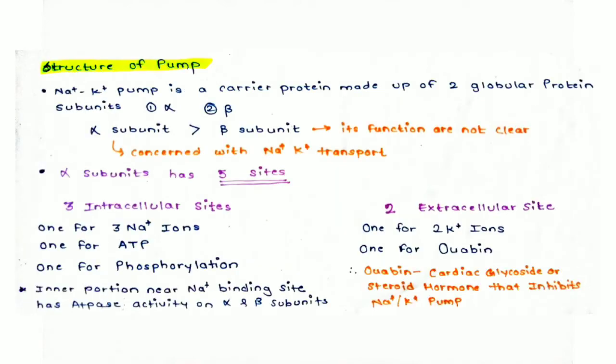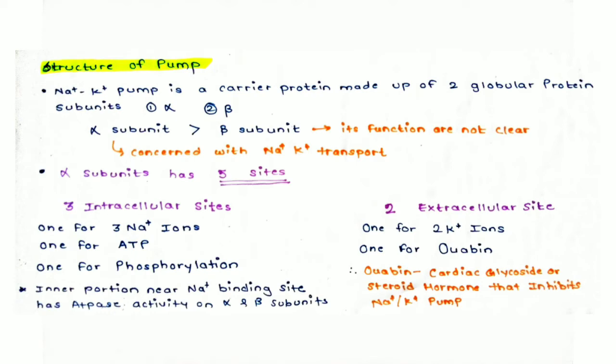Discussing the first one, the structure of the pump. As you know, the sodium potassium pump is a carrier protein made up of two globular protein subunits, namely the alpha subunit and the beta subunit. The alpha subunit is concerned with ion transport, meaning the transport of sodium and potassium, while the beta subunit's functions are not clear, but you can say it stabilizes the alpha subunit.